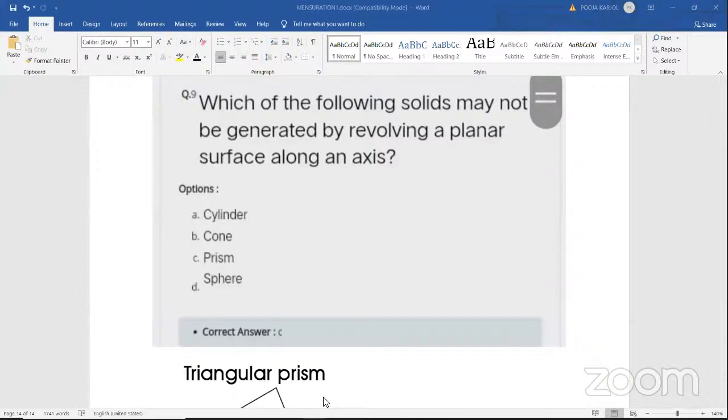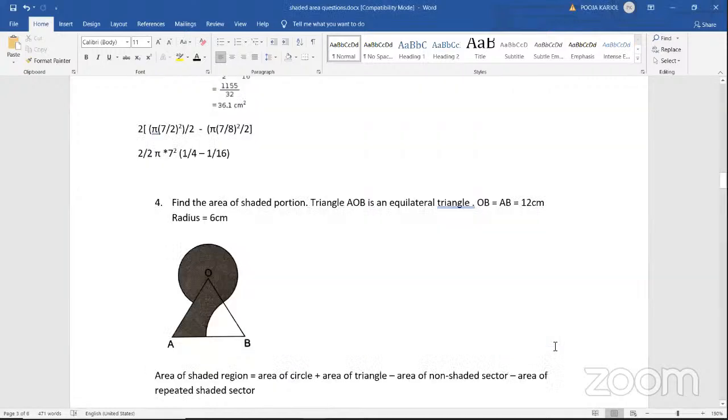Now, last class we did a problem, remember? The shaded area region. Did you guys get the answer? This problem. If you got the answer, can you tell me?